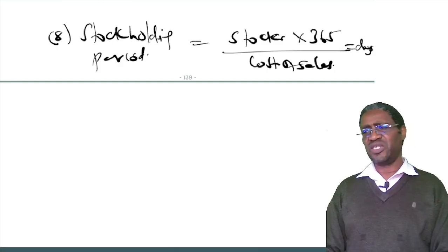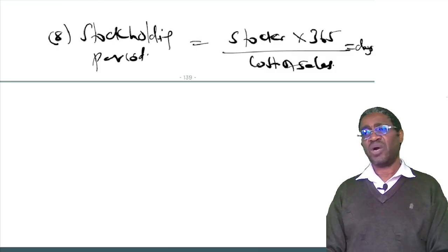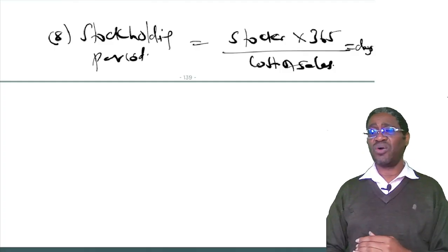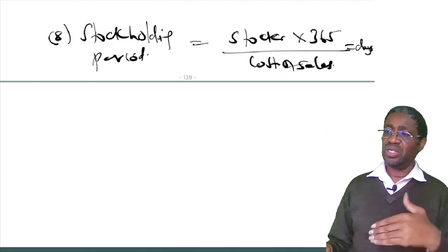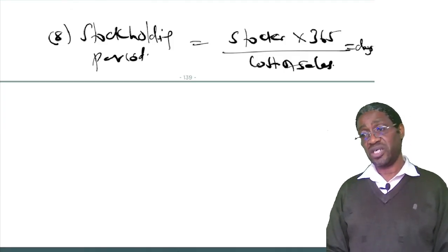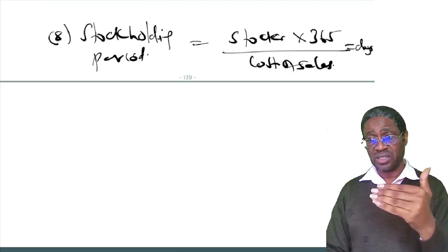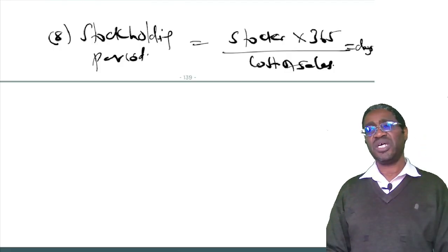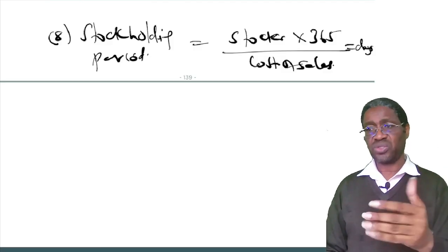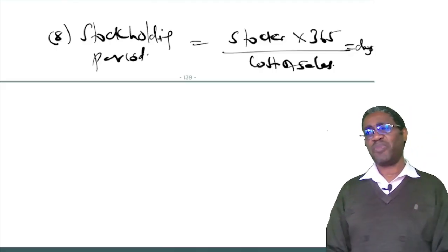So those are the activity ratios. I want to stop there for today. I'll pick it from there next time when we shall go to the next class of ratios, the profitability ratios. Then after profitability, the gearing ratios, then the shareholders ratios. Once we have gone through all of them, we shall do some past paper questions.